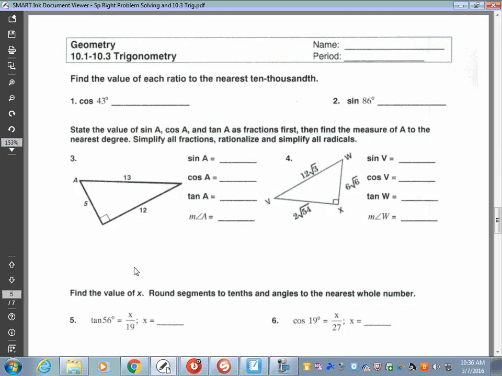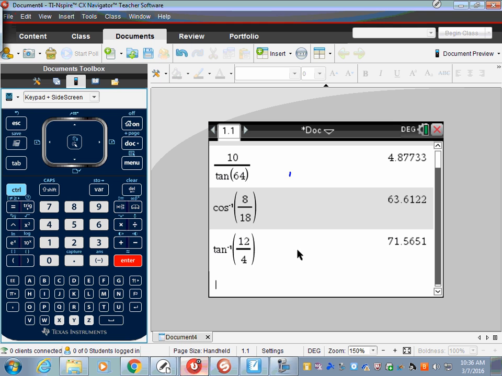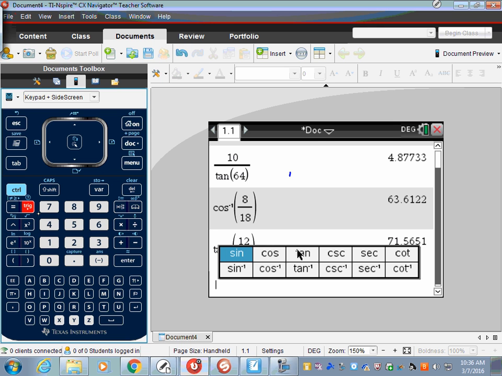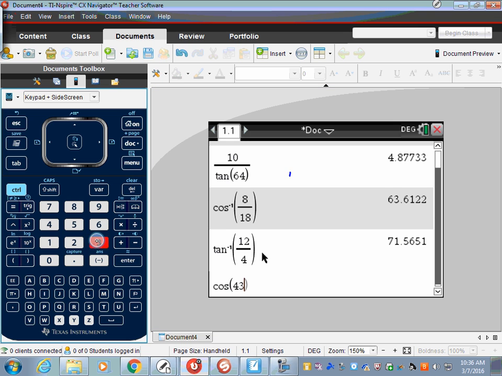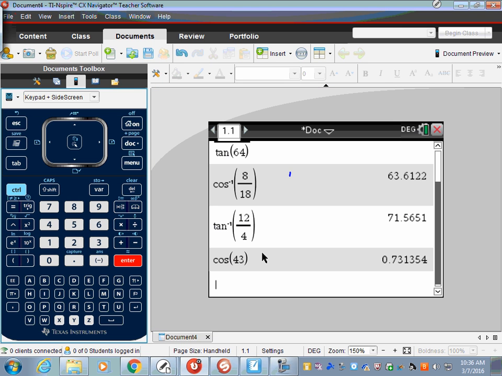This packet right here. No, that's the warm up, an exit ticket. This packet is due tomorrow. On the first one, it says find the value of each ratio to the nearest 10,000ths. All they want you to do is type in cosine of 43 degrees, hit enter, and then round to the nearest 10,000ths. That is 4 zeros, right? 10,000, so that means 4 digits.